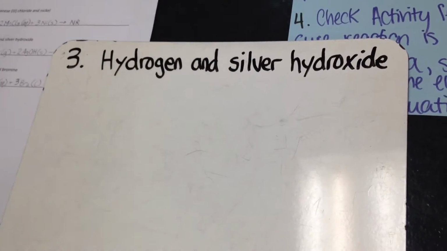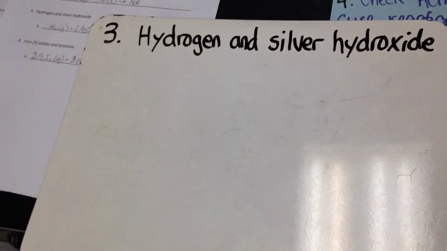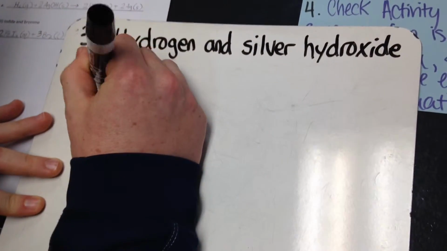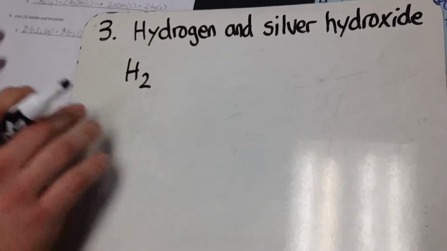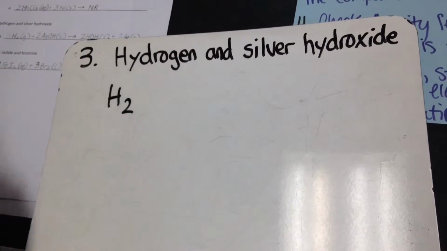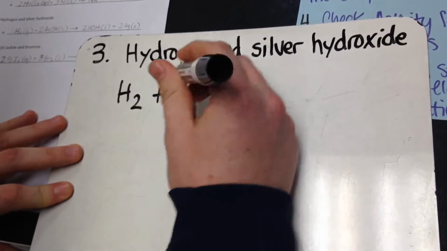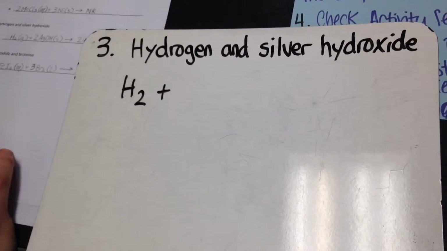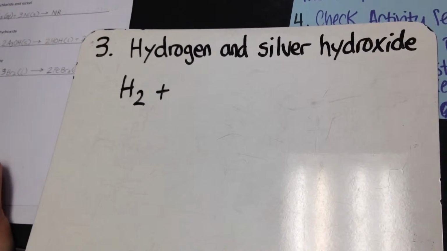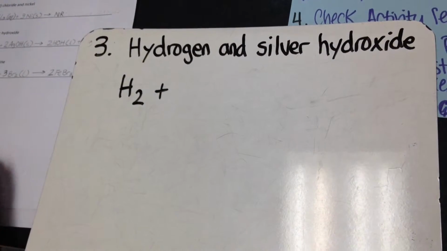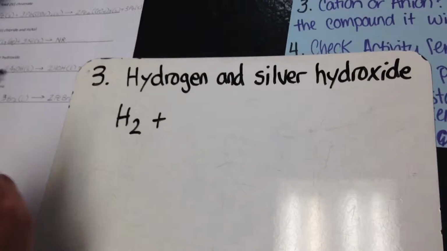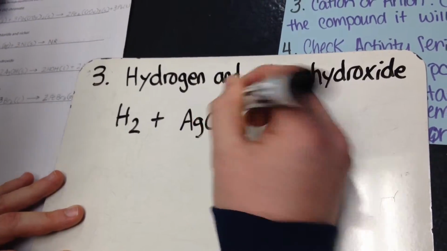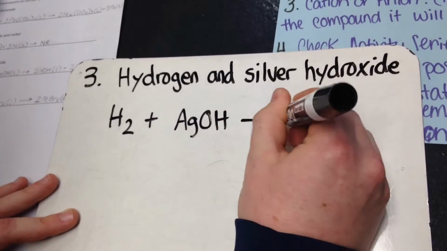Question number 3. Hydrogen and silver hydroxide. First, we're going to write the formula out. Start with H2. You have to remember that hydrogen is a diatomic element. Plus silver hydroxide. Hydroxide, polyatomic ion, if you don't know, is OH negative, and silver on the periodic table gets a 1 charge, so that is just AgOH. Make our arrow.